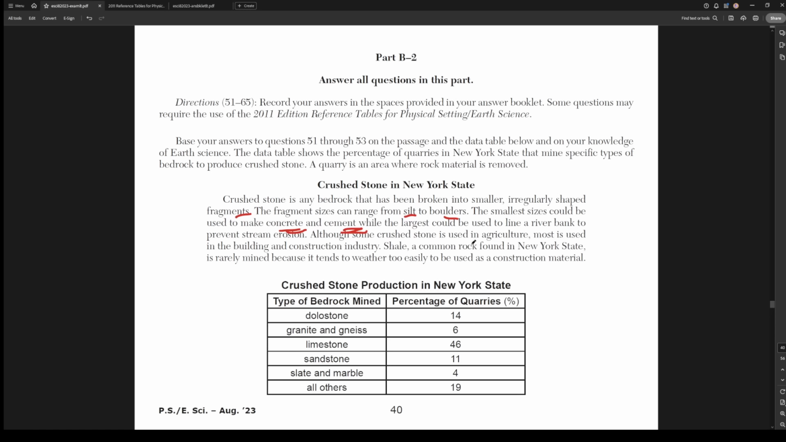Okay. Crushed stone is used in agriculture. Most is used in the building and construction industry. Shale is found in New York State. Rarely mined because it tends to weather too easily. Okay.